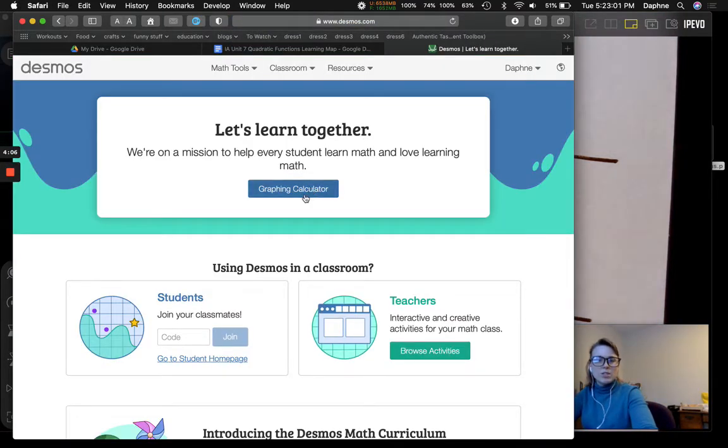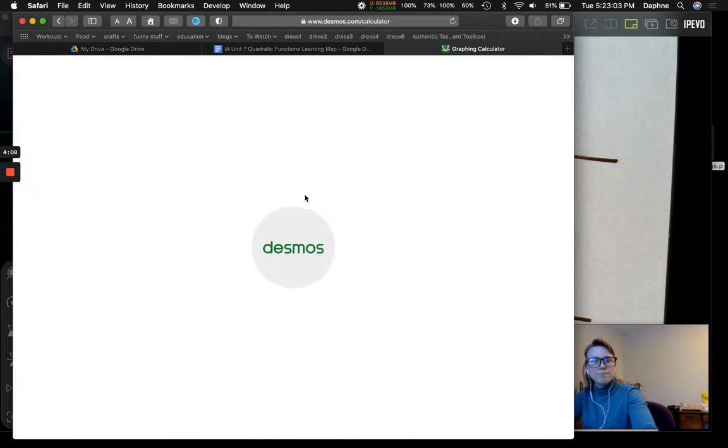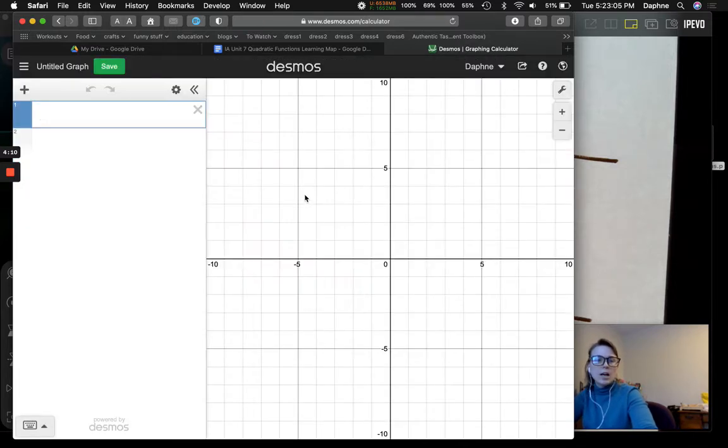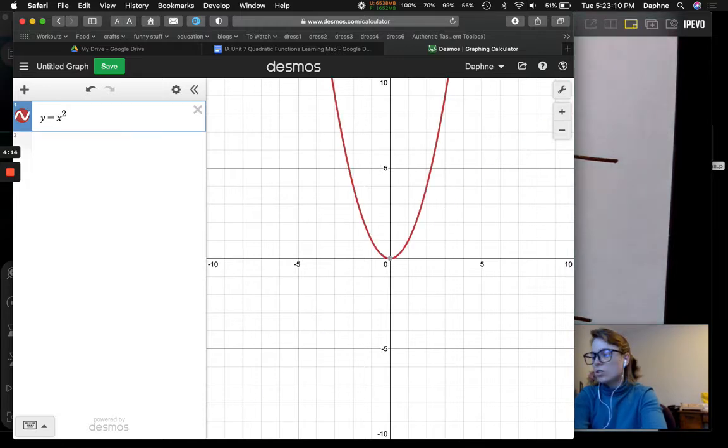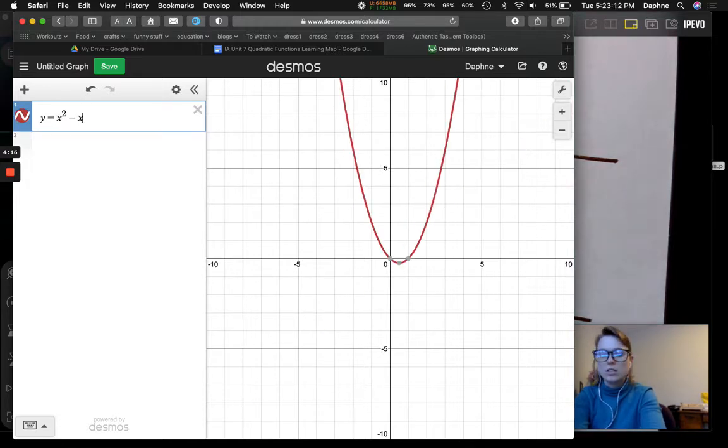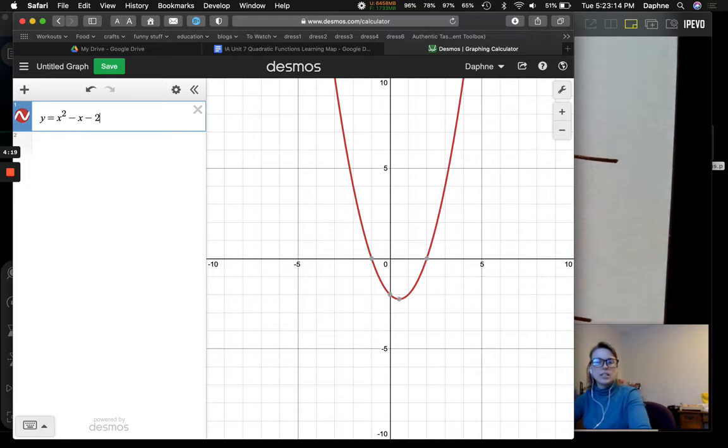So go to desmos.com, click Graphing Calculator, and we're going to be typing these in. So the first one, y equals x squared minus x minus 2. Notice that to get that x squared, I hit Shift 6. That gives you that superscript, arrow to the right, so click that right hand arrow, and that will bring you back down so you can continue typing the minus x minus 2. Again, Shift 6 and arrow to the right.